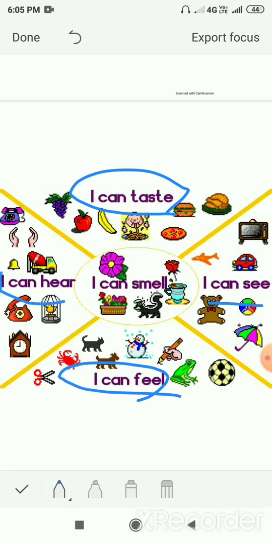Then I can hear. You can hear different sounds like the ringtone of your phone, ringing of the bell, then music, then sound of the clock. The next sense is I can smell. So you can smell different flowers or different food dishes. You can also identify by the sense of smell.